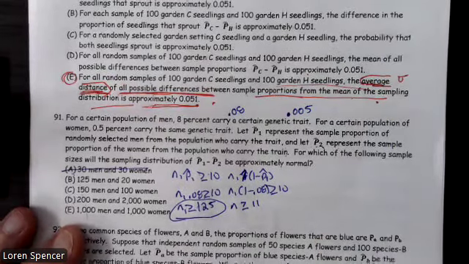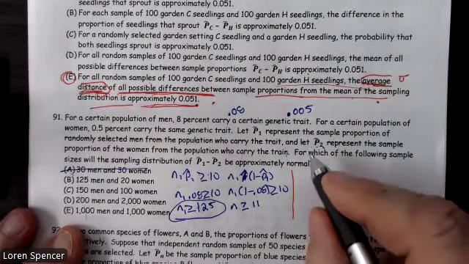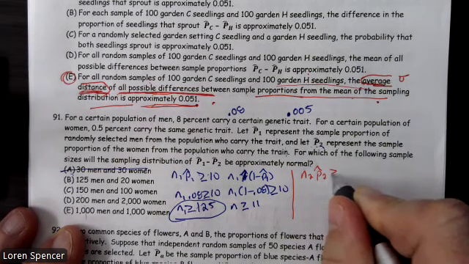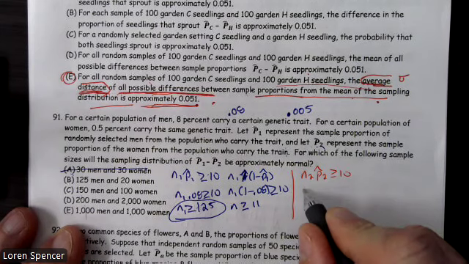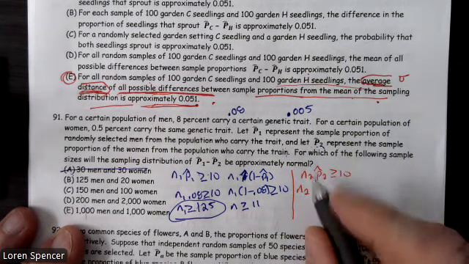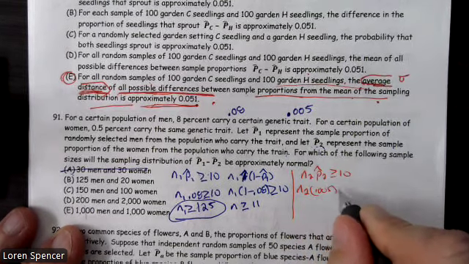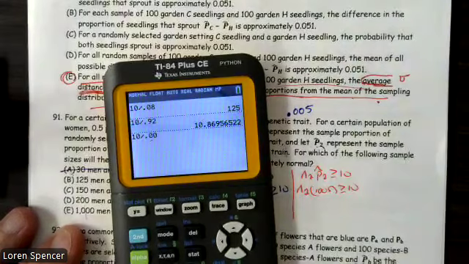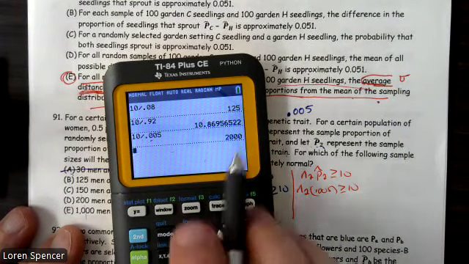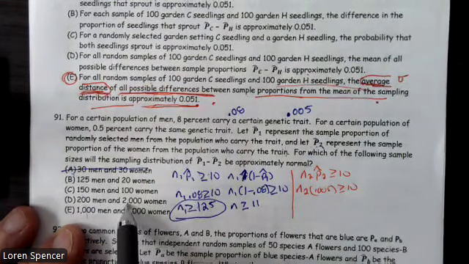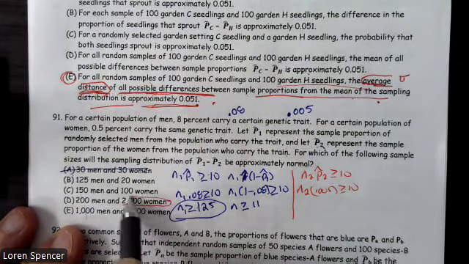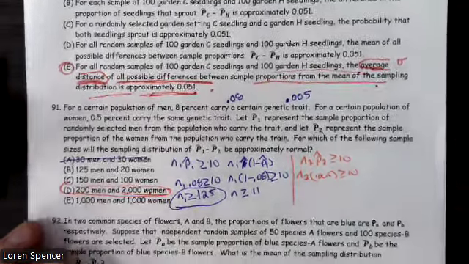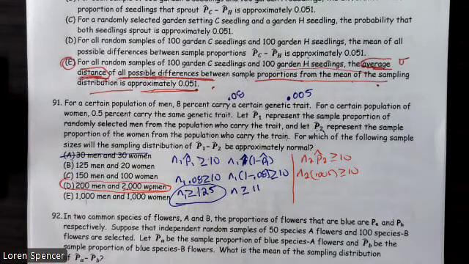The next one, n2 has the same conditions. n2 times p hat 2 has to be greater than or equal to 10. We don't know what n2 is, but we know p hat 2 is 0.005. Dividing 10 by 0.005 equals 2,000. So I need 2,000 women. The only one that has at least 2,000 women is D. So 91 is D. All right, moving on.